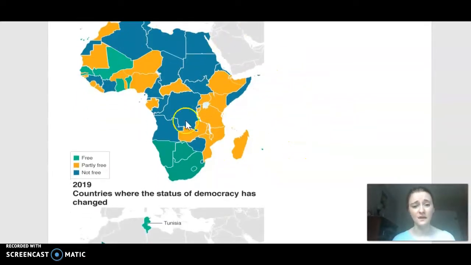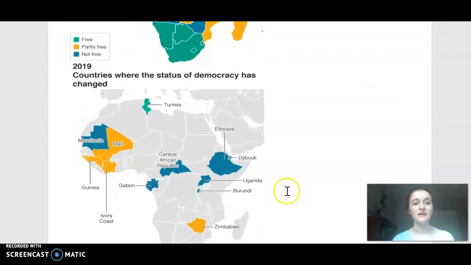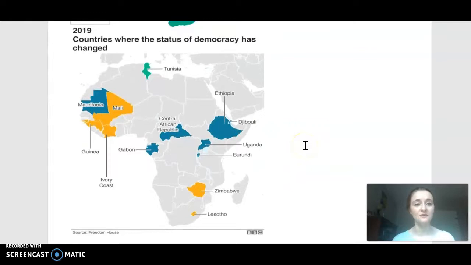If you notice, this is 2008, okay? Anything that's dark blue is not free. The yellow is partially free, so they might hold elections, but they might not be completely free. And then free is that green color where it's completely considered democracy. You can take a look at 2019 countries where the status of democracy has changed.